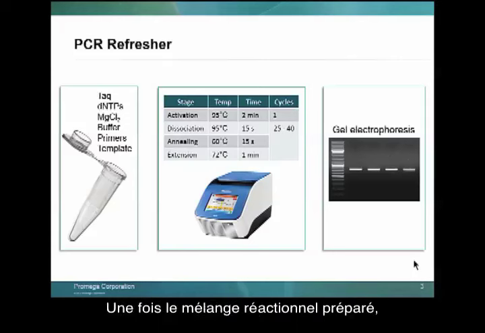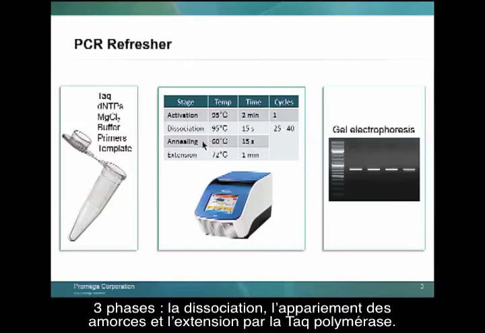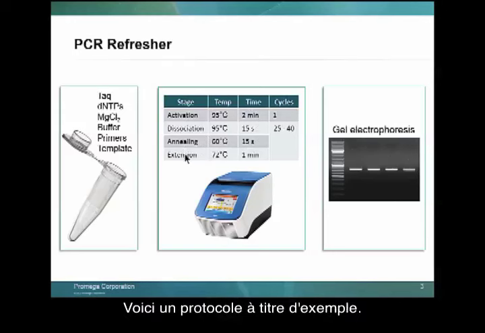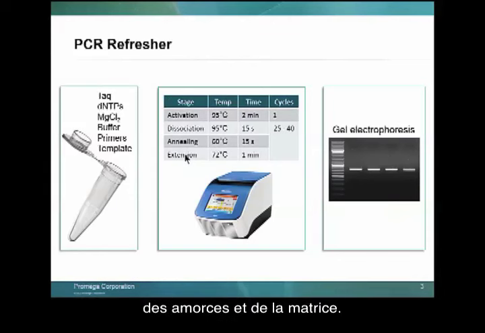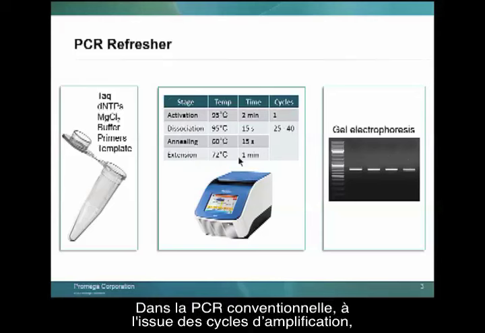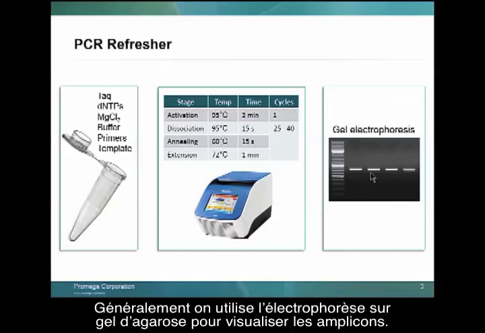Once you've assembled your PCR reaction, you place it in a standard thermocycler and you undergo a number of cycles of dissociation, primer annealing, and extension by the Taq polymerase. And this is just an example of a protocol. There are many varieties of a protocol based on your reaction conditions, your primers, and your template of interest. When thermocycling is complete in traditional PCR, you are not done with your DNA analysis. You need to find a way to visualize your target. And we typically use gel electrophoresis for this, where we will electrophorese our amplified target in an agarose gel.